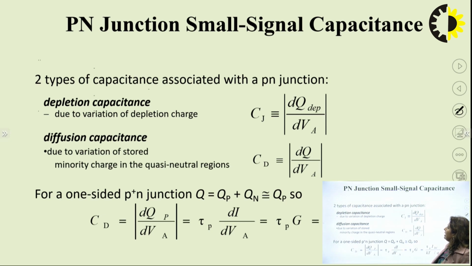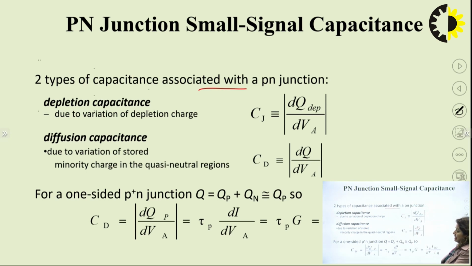So next we have p-n junction small signal capacitances. These are some formulas for calculating the capacitance of the p-n junction. Normally C is equivalent to Q upon V, and with this formula we can get our formulas for the depletion capacitance and diffusion capacitance. So there are two types of capacitances associated with a p-n junction.